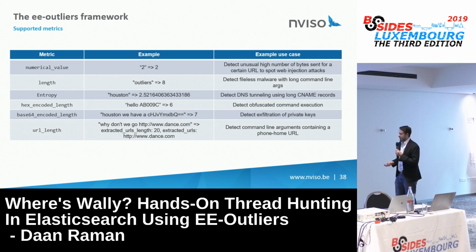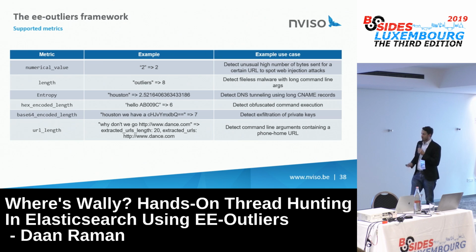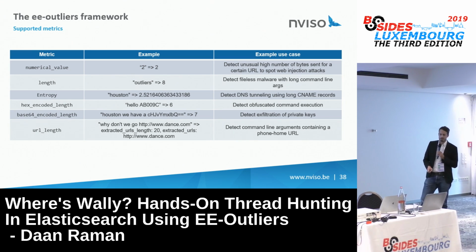Just to finalize the use cases, there are a few other metrics that we support in the framework, and we're adding new stuff. You can look for outliers in the length of a value, the numerical value, but also the length, the entropy, the encoded length, obfuscation, the length of a URL specifically, and so on. There's quite a few more that I didn't cover here.